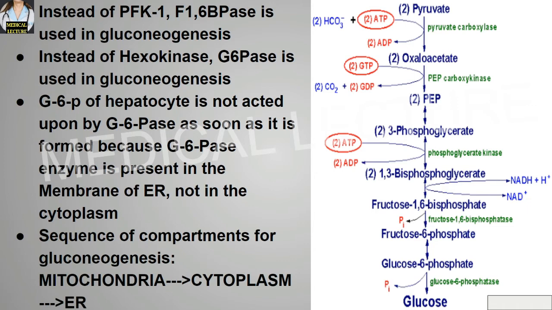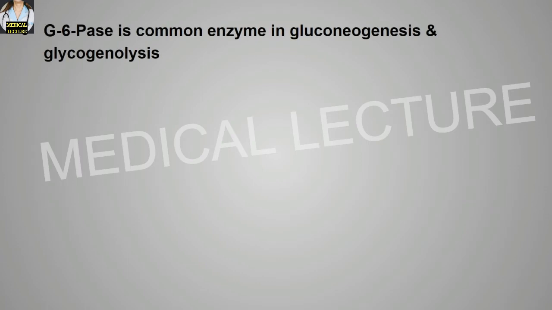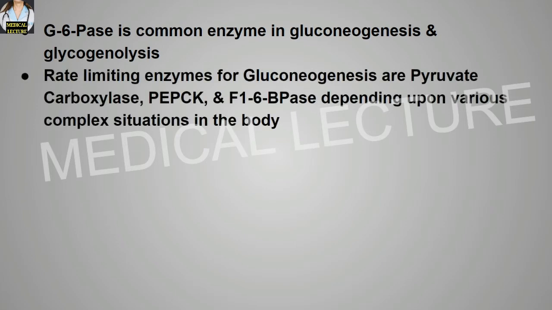The sequence of compartments for gluconeogenesis is very important: first of all the mitochondria, then the cytoplasm, and then the endoplasmic reticulum. So now you might be getting the previous point. Glucose 6-phosphatase is a common enzyme in the gluconeogenesis pathway and the glycogenolysis pathway. The rate limiting enzymes for gluconeogenesis are pyruvate carboxylase, phosphoenolpyruvate carboxykinase, and fructose 1,6 bisphosphatase, depending upon various complex situations occurring in the body.